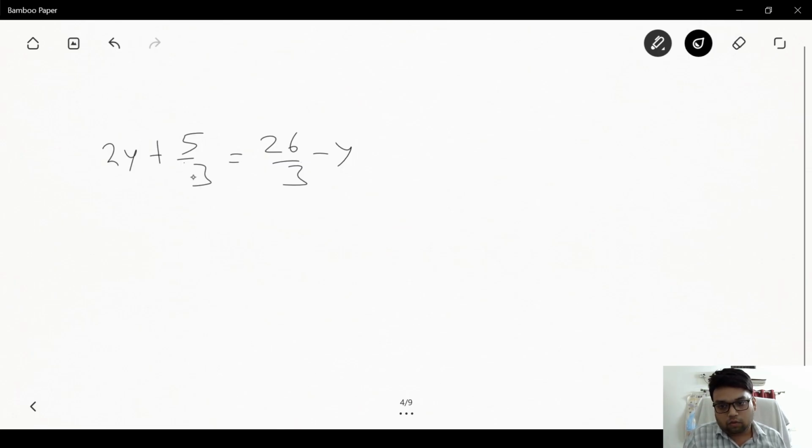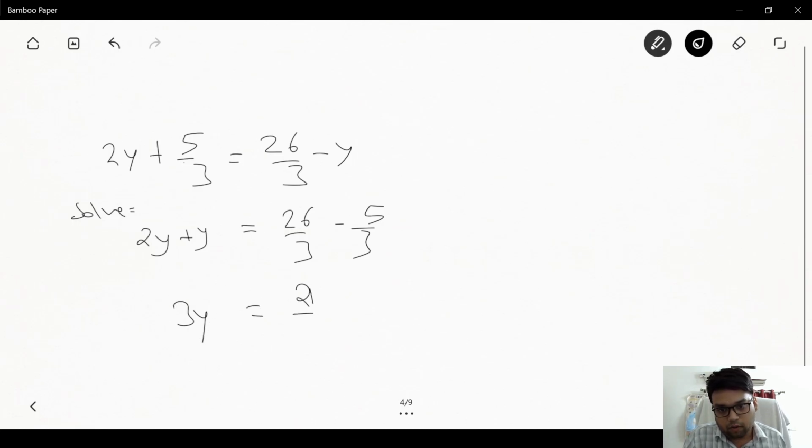Here some numbers are written in p by q format, or rational number format. So our simple rule is, firstly arrange the variable on one side and the constant on the other side. When we take minus y to the left hand side, its sign will change to minus 2y plus, and 26 by 3 minus 5 by 3. So here it will become 3y, and this will become 21 by 3.